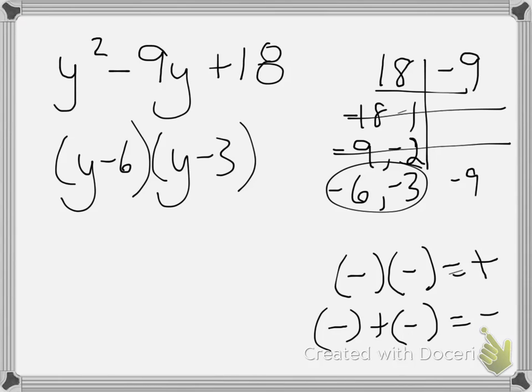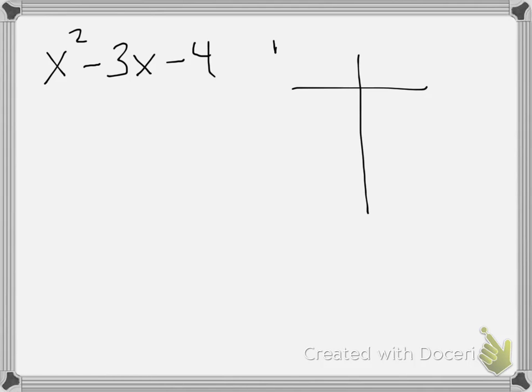Okay, so what about if not just this is negative, but what about if both of them are negative? Let's do some of those ones. So you have x squared minus 3x minus 4. So let's think about this.